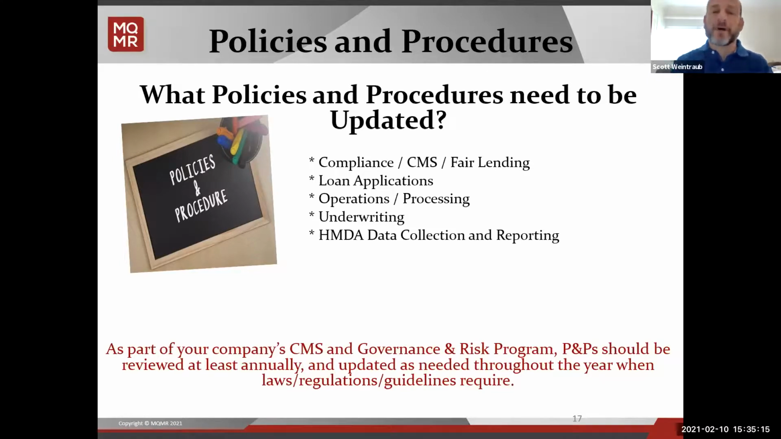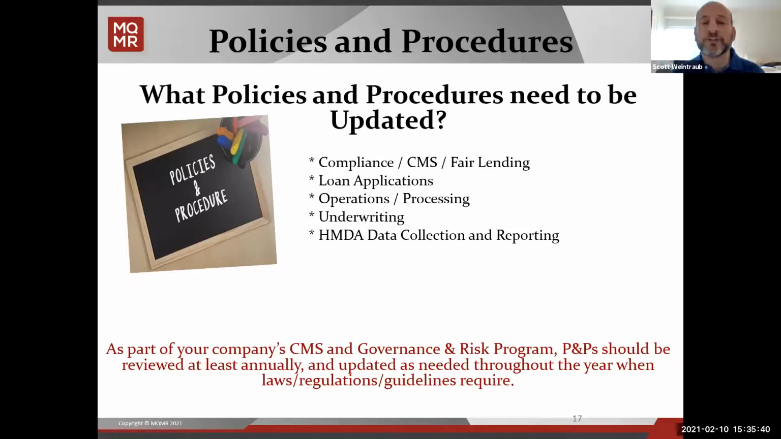So for example, any compliance policies you have, or your compliance management system document. And even fair lending, because obviously the government monitoring information that's collected on the application through the application form is used for your fair lending data analysis. So all of these should be updated to make sure it's known that as of March 1st, the new version of the 1003 needs to be used.